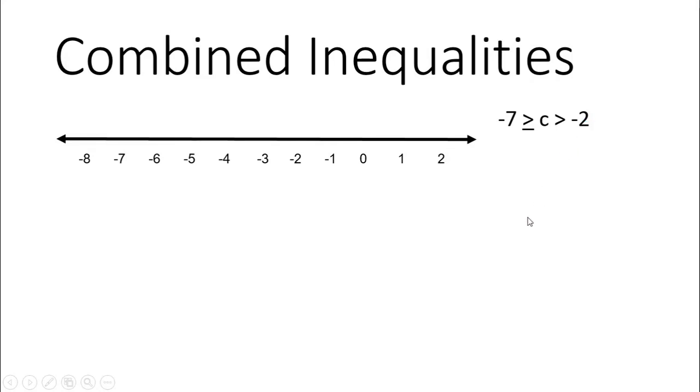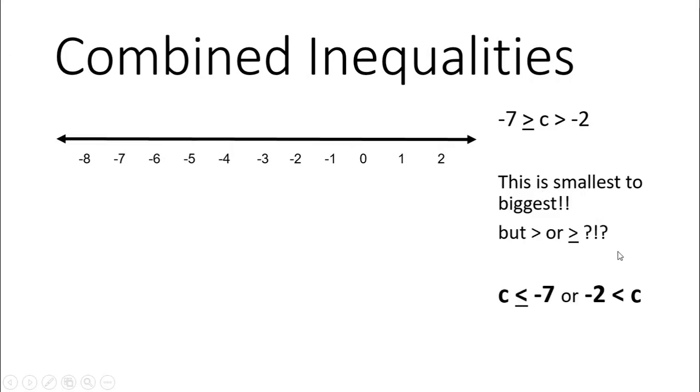Now, why is that a problem? Well, if the numbers go from smallest to biggest, but the symbols seem to go from biggest to smallest, that's not a combined inequality. We have to split that up into two separate inequalities because C is smaller than the smaller value and bigger than the bigger value. Let's do this step by step so you can understand.